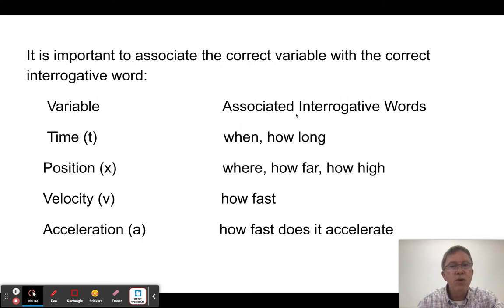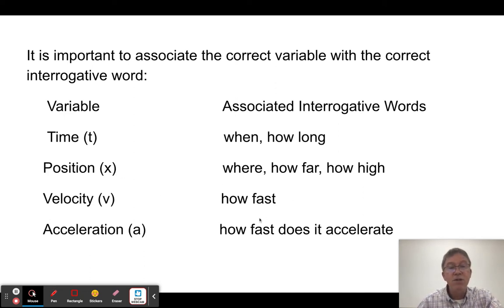So think about the words that are associated with what you're trying to find. If you hear, when will this happen? I'm looking for time. If I say, how long will it take for this to happen? How long until? I'm talking about time. By the way, how long is not, we're not talking like a rope. Something might say how long is the rope, okay, but usually we're saying how long, meaning the time. If I say where something is, I'm looking for position, or how far did it go, or how high was it dropped from, or how high did it go. Then I'm looking for position.